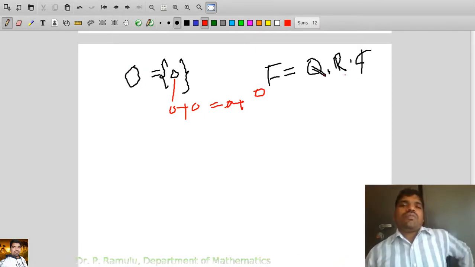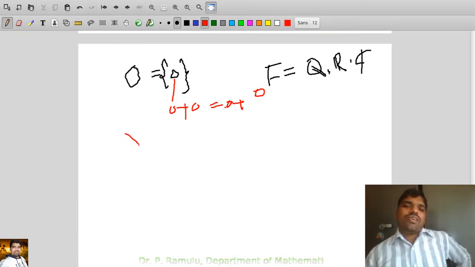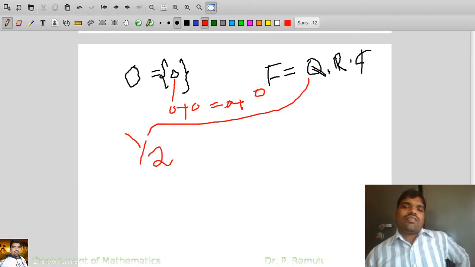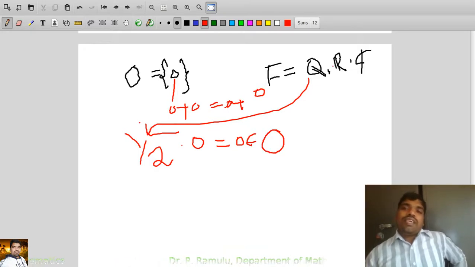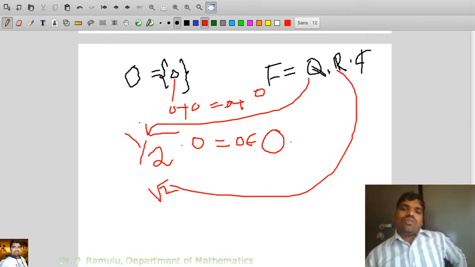Now the external composition property: you can take any element in this set F. Suppose I take 1 by 2, 1 by 2 belongs to F. You can take any number here, 0 only, right? 1 by 2 into 0 equal to 0. If I multiply any number to 0, you will get 0 only. So singleton 0 belongs to the set O. Therefore, if I take any element, if I take root 2, root 2 into 0 equal to 0, and 0 belongs to O.